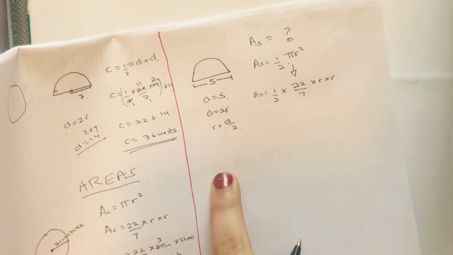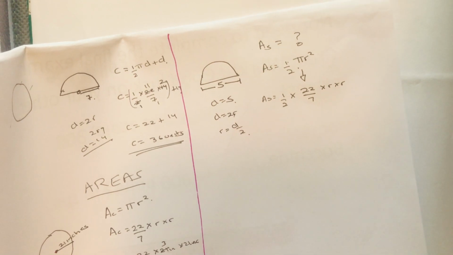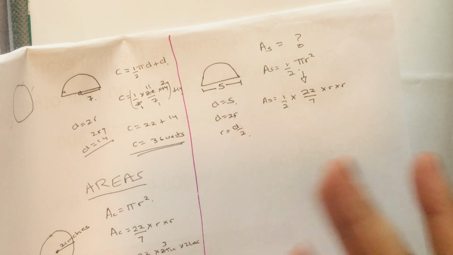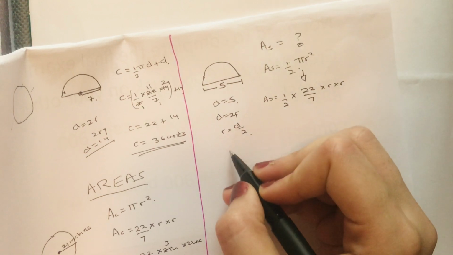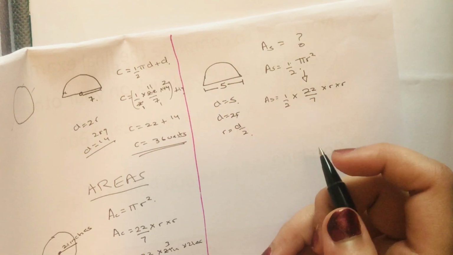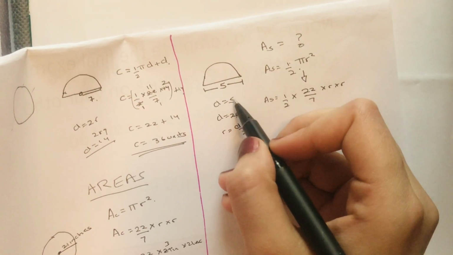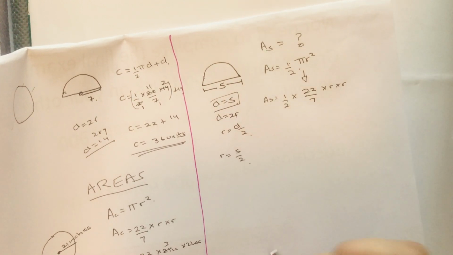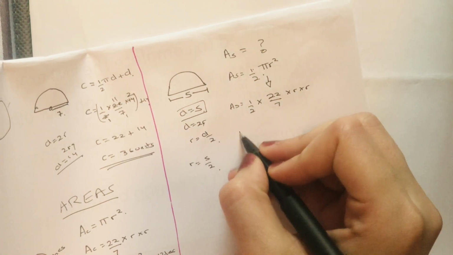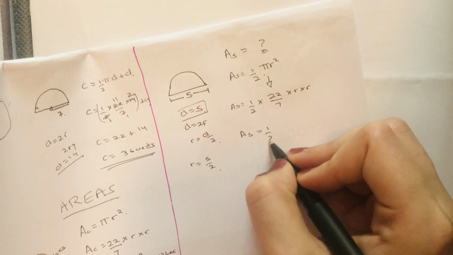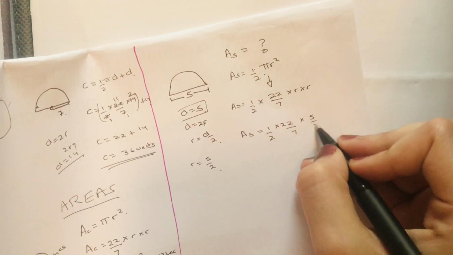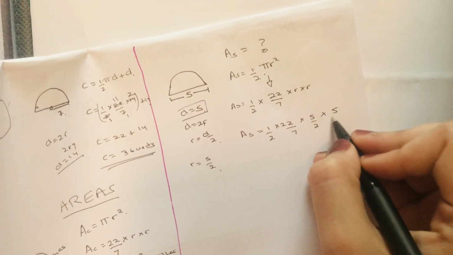If you haven't watched my algebra video, make sure you do watch it, because that will show you how to solve algebraic equations to find values of various variables. So now you know that radius is equal to d/2. Your diameter is 5, so radius is equal to 5/2. So area of a semicircle is equal to a half times 22/7 times the radius, which is 5/2, times the radius again, which is 5/2.